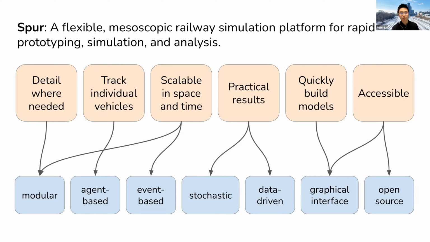Spur is agent-based, so we're tracking individual vehicles, which makes things like delay propagation a lot easier to do. Spur is event-based, so the simulation runs chronologically and is driven by discrete events. So we skip the time steps where there is no change and only update the components that have changed, which saves on computational time. Spur is stochastic, so we capture the randomness that is inherent to real-world operations.